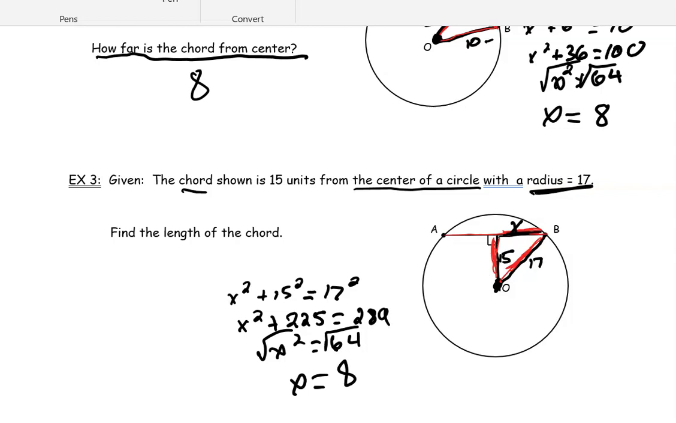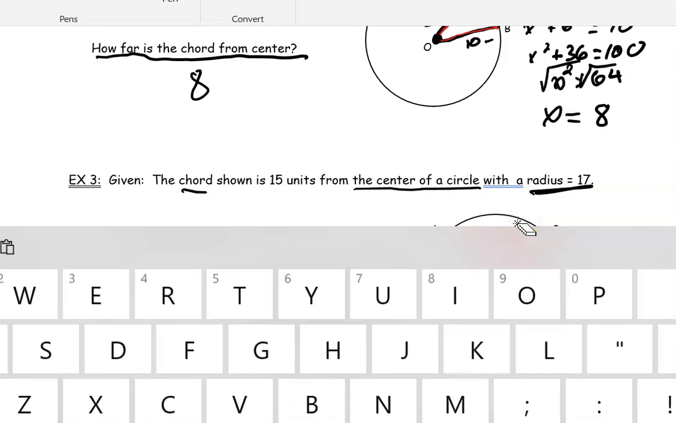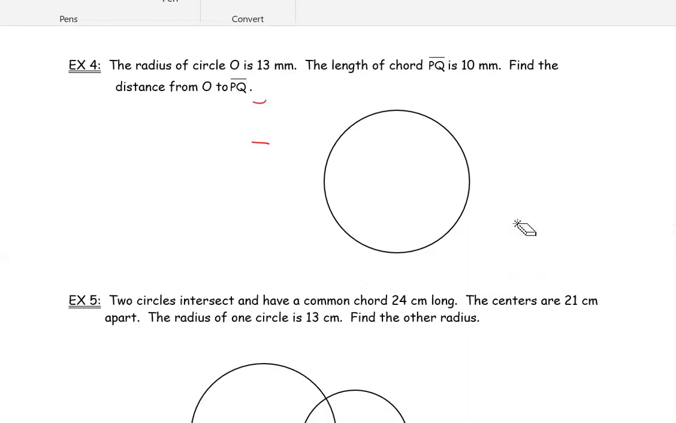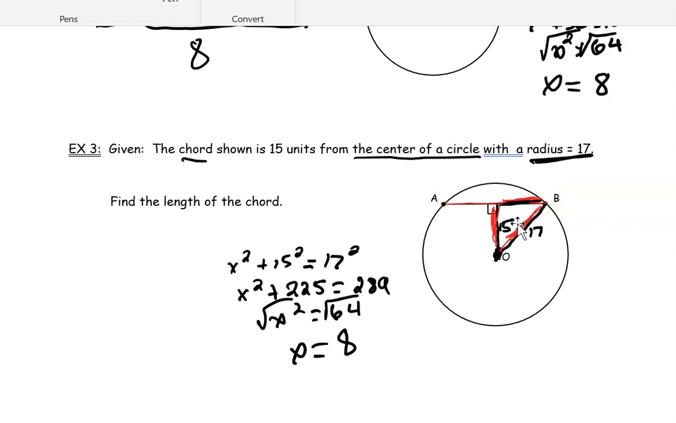X would be 8. Now, a little tricky here. We now know that this length right here is 8. The question was looking for the length of the entire chord, however. So 8 is from here to here. This length here then, since this would be cutting that chord in half, would also have been 8. So the length of our chord must have been 16. The 8 and the 8 added together.